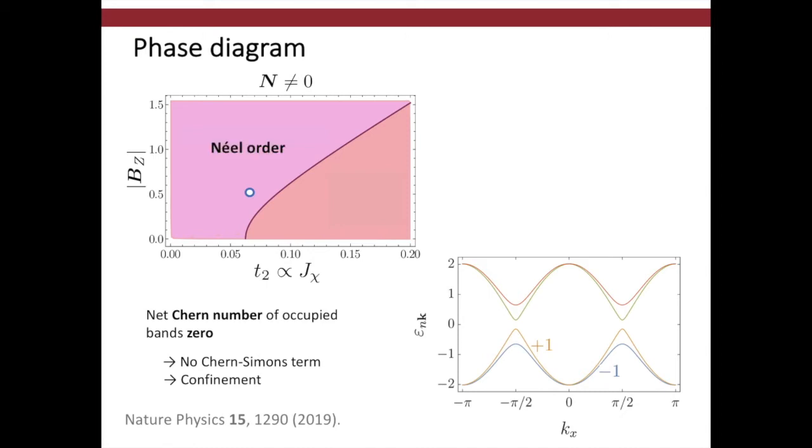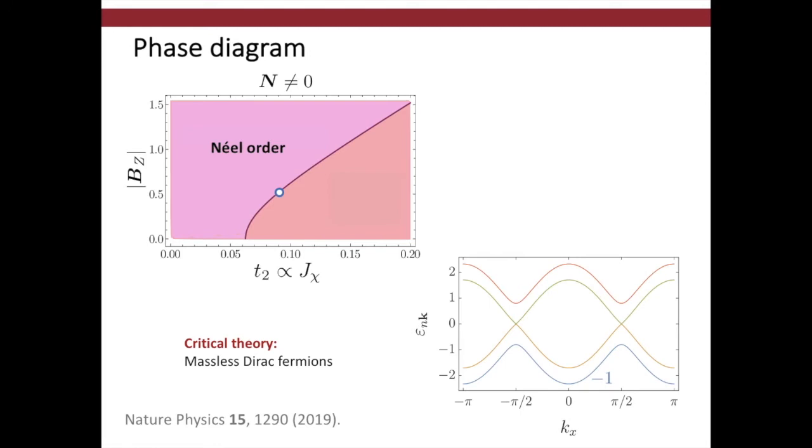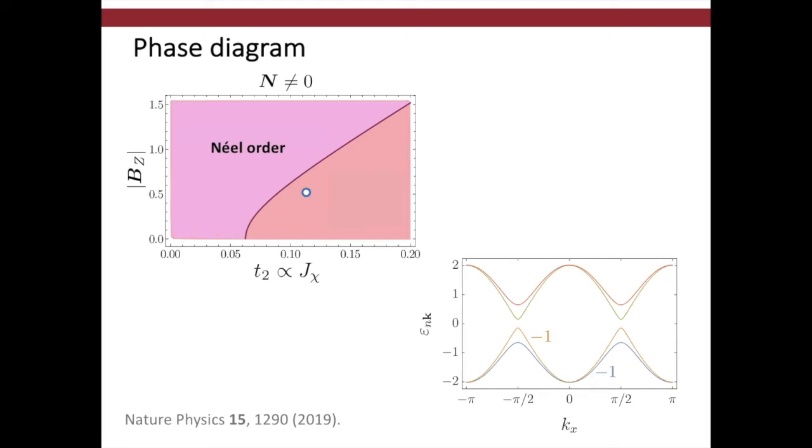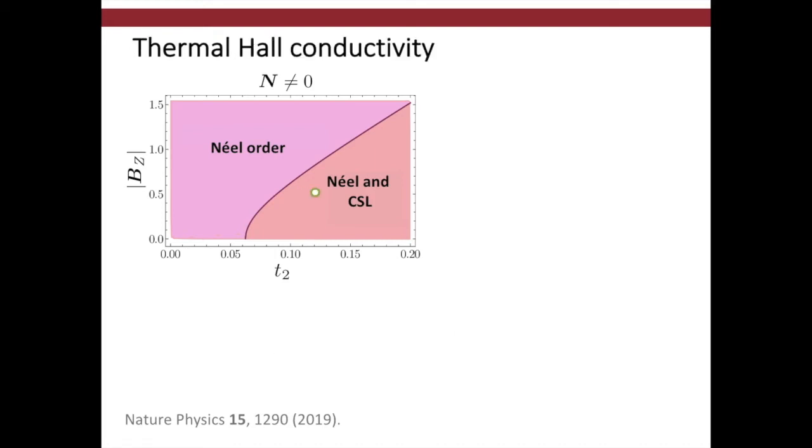If we increase T2, we will move towards the phase boundary, and at the phase boundary, the gap will close. If we increase T2 further, it will reopen, but note the Chern numbers have changed. Now, the net Chern number of the occupied bands is non-zero, thus implying a Chern-Simons term in the action of the gauge fields, which prevents confinement and leads to a chiral-spin liquid, which by construction coexists with Néel order in our case. Having established the phase diagram, we will next discuss the physical quantity we are most interested in, the thermal Hall conductivity kappa xy.